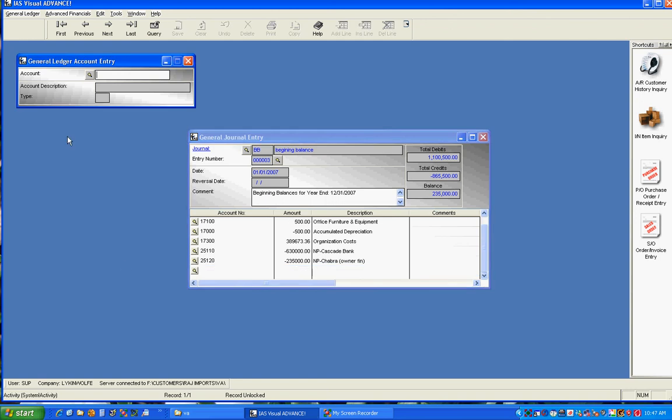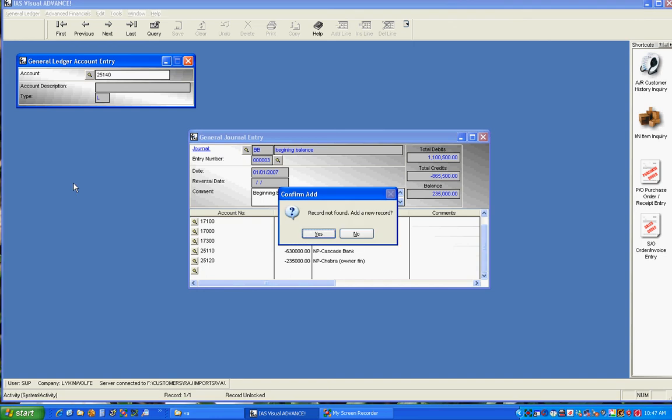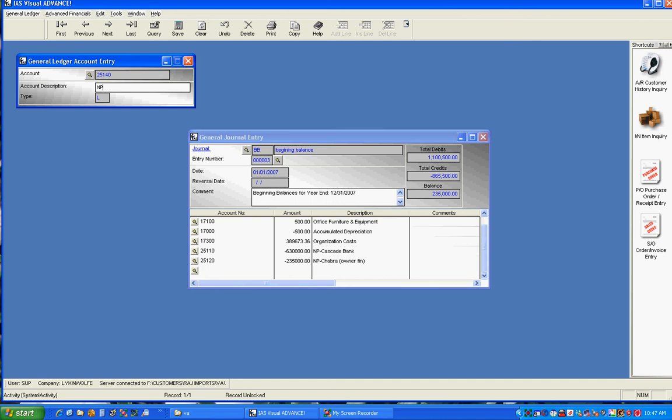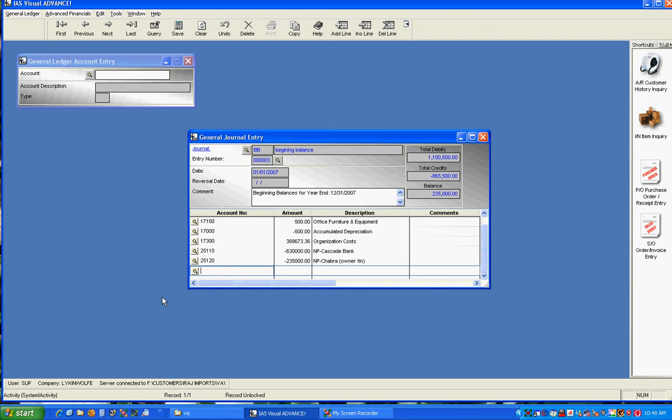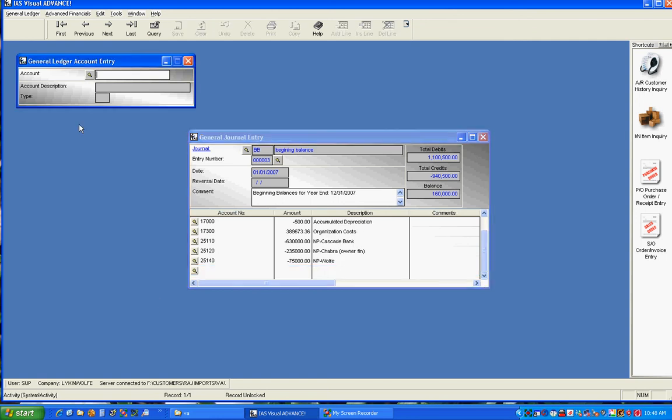F3. Again, we're going to come back up here and put our next one in, which is going to be 25140. And that is NP-WOLFE. Clear and save. 25140. And that is a minus 75,000. F3. 25. Nope. That's already in there. We're going to put the one right below it.